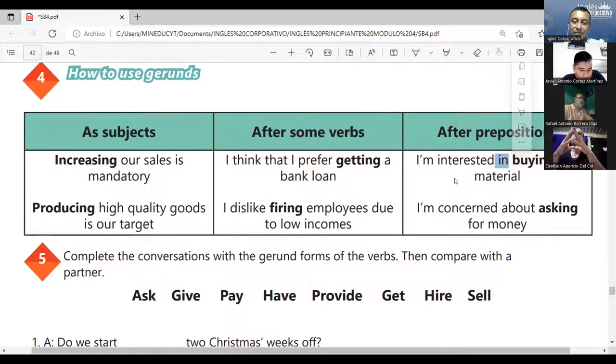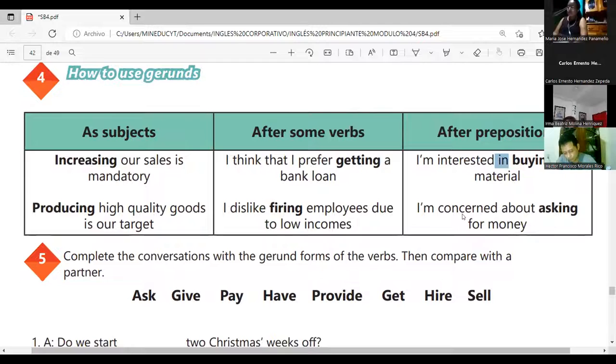Ok, teacher, say. Any other question? Yeah. In the second column, not all verbs. No, not all the verbs, solo algunos. En este caso estamos viendo prefer y fire, y dislike, sorry. How to know what verbs?